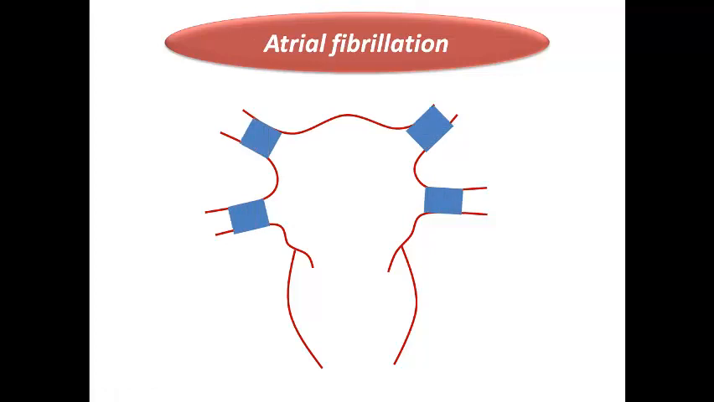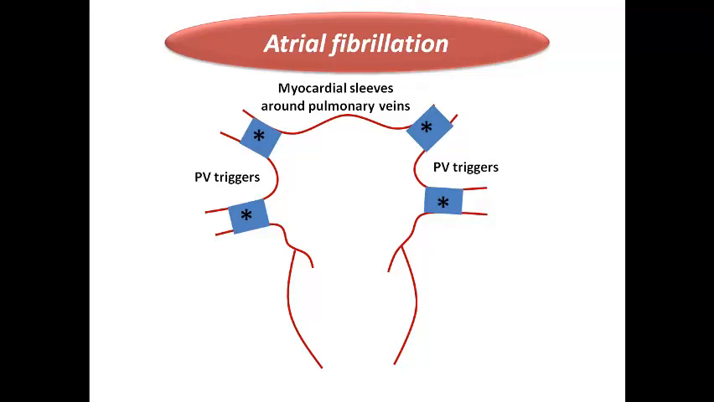We have something called the myocardial sleeves, which are extensions from the left atrial myocardium surrounding the proximal part of the pulmonary vein near their insertion into the left atrium. These myocardial sleeves may contain abnormal electrical activity that may act as triggers for atrial fibrillation. So these sleeves are called the pulmonary vein triggers. These triggers can initiate production of a re-entrant circuit, for example in the left atrium.